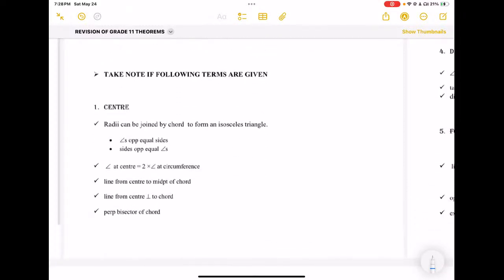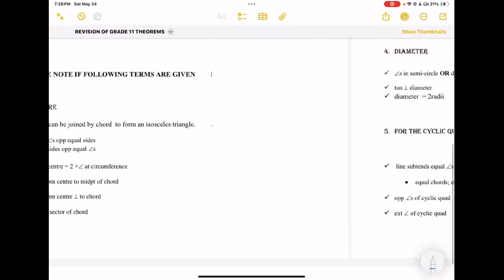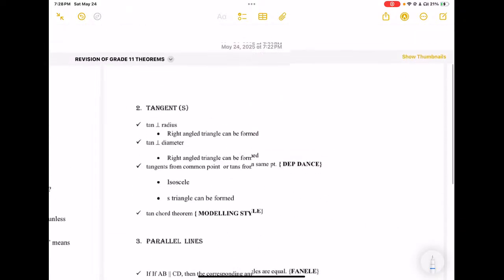And then take note of the following terms that are given, right? So if they give you a center, once they say a center, you have to think about all this that I have written there. If you see a center, you know that it can be joined by chords to form an isosceles triangle. And then number two, angles opposite equal sides. You can have an isosceles triangle and sides opposite equal angles, because those chords will make a triangle, right? And then angle at the center will be two times the angle at the circumference if there's an angle subtended at the center. So all of these things you have to think about them. I will also show you how to think about them, right?